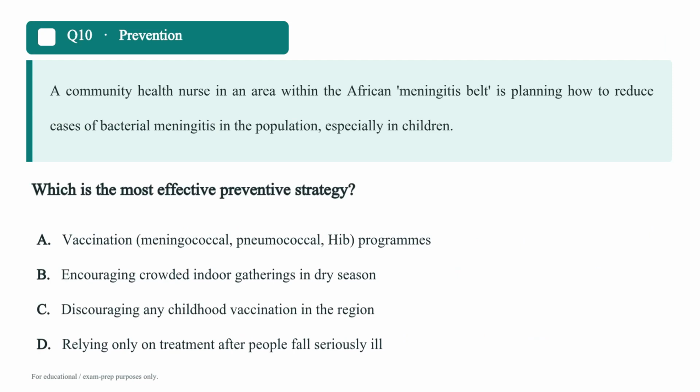Question 10. A community health nurse in an area within the African meningitis belt is planning how to reduce cases of bacterial meningitis, especially in children. Which is the most effective preventive strategy? Option A. Vaccination, meningococcal, pneumococcal, and Hib programs. Option B. Encouraging crowded indoor gatherings in dry season. Option C. Discouraging any childhood vaccination in the region. Option D. Relying only on treatment after people fall seriously ill. Pause here and choose your answer.